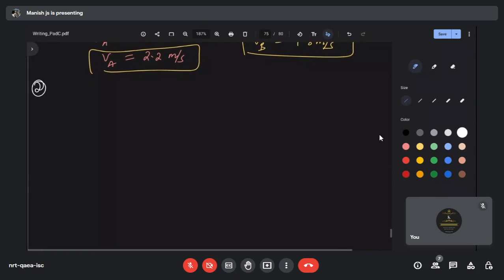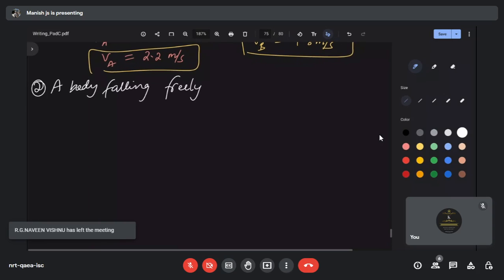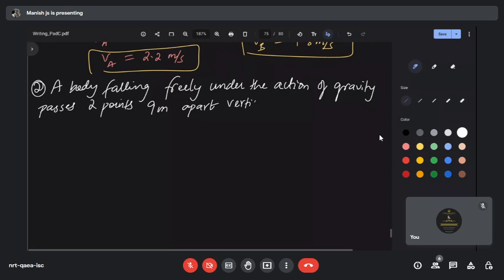So here we go for the second question. A body falling freely under the action of gravity passes 2 points 9 meters apart vertically in 0.2 seconds. So time is given.